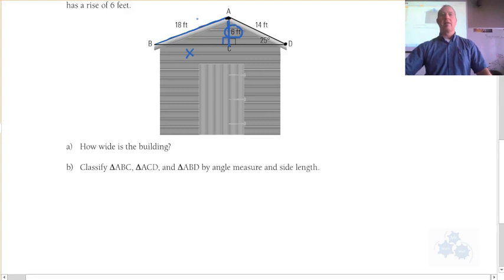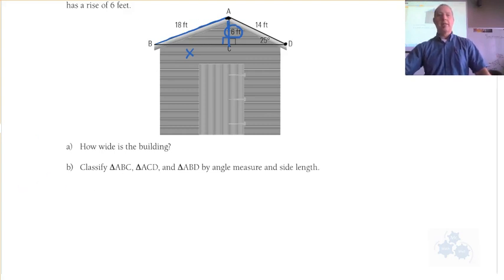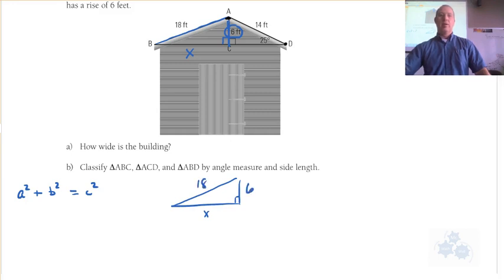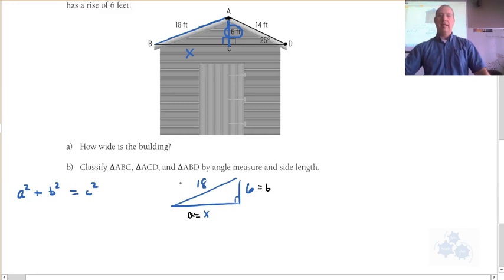Or the Pythagorean theorem. So yes, we can use a squared plus b squared equals c squared. And of course, a and b would be the legs of the triangle. So here we have x down here, and we have 6 here, we have 18 here. So a probably could be x, b could be the 6, and c could be the 18. So if we plug all those values in, I have unknown x squared plus 6 squared equals 18 squared.